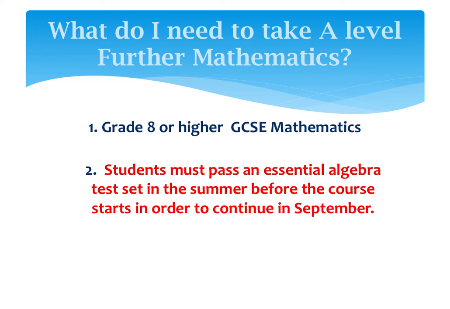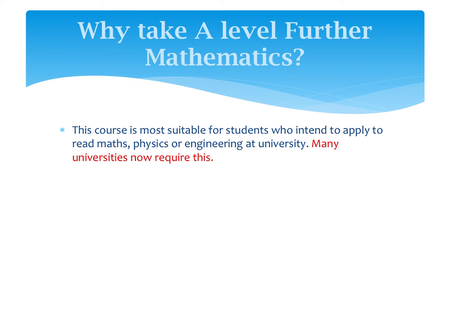As you can see, we have some entry requirements to take further maths. The first one being a grade 8 or higher in GCSE maths. That is higher than in order to take the standard maths. The essential algebra test is the same one as discussed for standard A-level maths, so there's not a separate one for further maths, but of course you must pass that in order to get on both courses. So it is quite unusual for a subject to have two A-levels in that particular subject area.